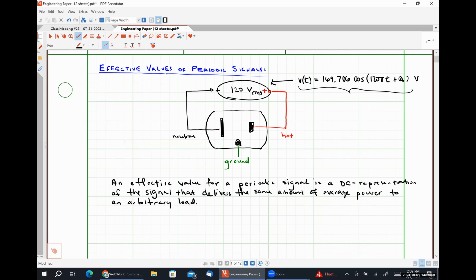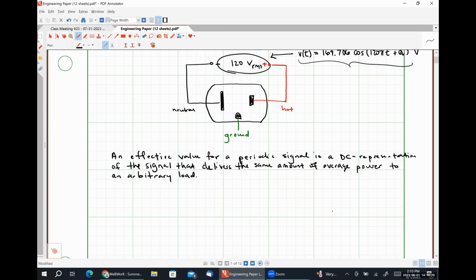So if we plug in, let's say, a microwave to an outlet, it will receive some amount of average power during its regular operation. If we connected it to a 120 volt DC source, it would absorb the exact same amount of average power. Okay. So let's say that our arbitrary load is a resistance.